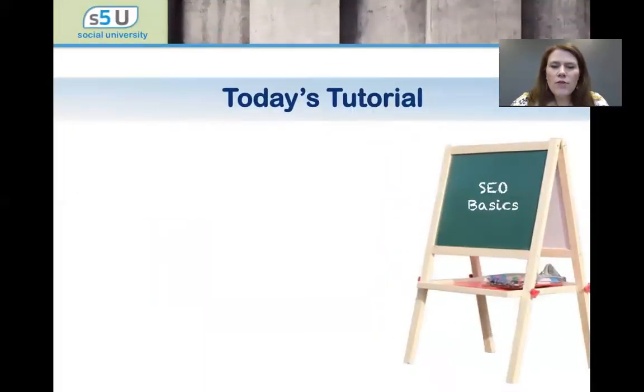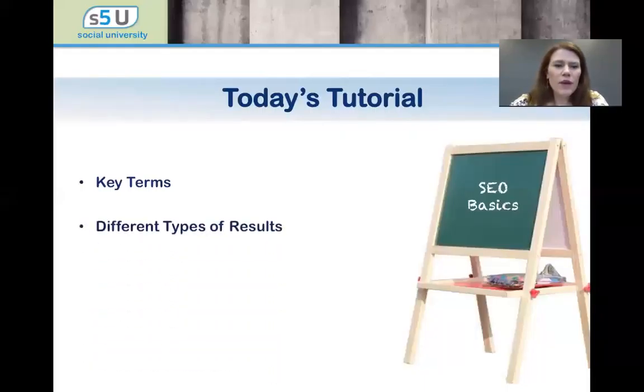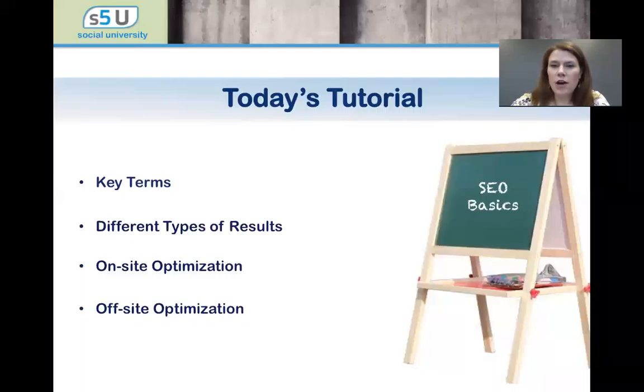So let's just go on a quick overview of what we're going to be talking about today. First off, we're going to talk about some of the key terms that we use when we talk about SEO. It can be really confusing because it has its own language and its own set of data that we throw around a lot, and it can be a little overwhelming if you're not familiar with it. We're going to talk about the different types of results that you see in a search. We're going to talk about things you can do on your site to optimize it and things you can do off your site to optimize it.